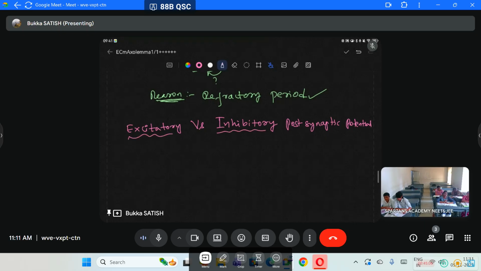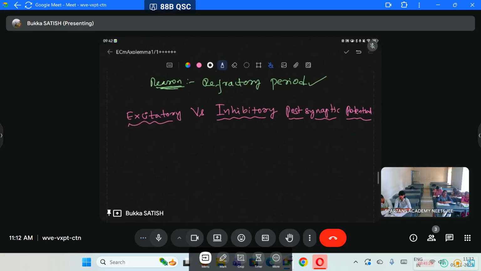Excitatory versus inhibitory postsynaptic potential. Okay, so here the logic is this, must see properly, simple logic. Presynaptic membrane, postsynaptic membrane, that synaptic cleft. Here, neurotransmitter is released from this. This neurotransmitter is going to bind with the receptor here.